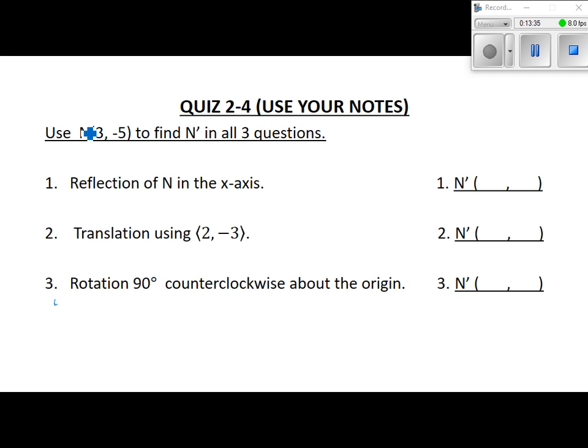All you're doing is the 3 things it says. You're starting off with this point. You're reflecting it in the x-axis. Then for number 2, you're translating it. Then for number 3, you're rotating it 90 degrees counterclockwise. And you're just gonna put your answers out there in the blanks. If you use the rules there in your notes, it shouldn't be all that hard.